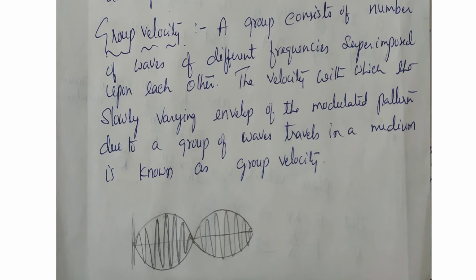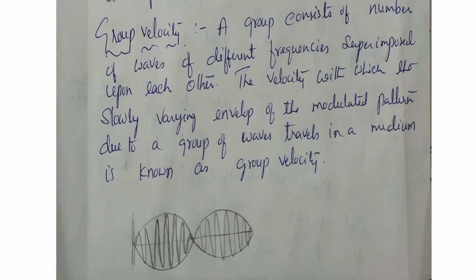So group velocity is nothing but a group consisting of a number of waves of different frequencies superimposed upon each other. Then the velocity with which this slowly varying envelope of the modulated pattern due to the group of waves travels in a medium is known as group velocity.